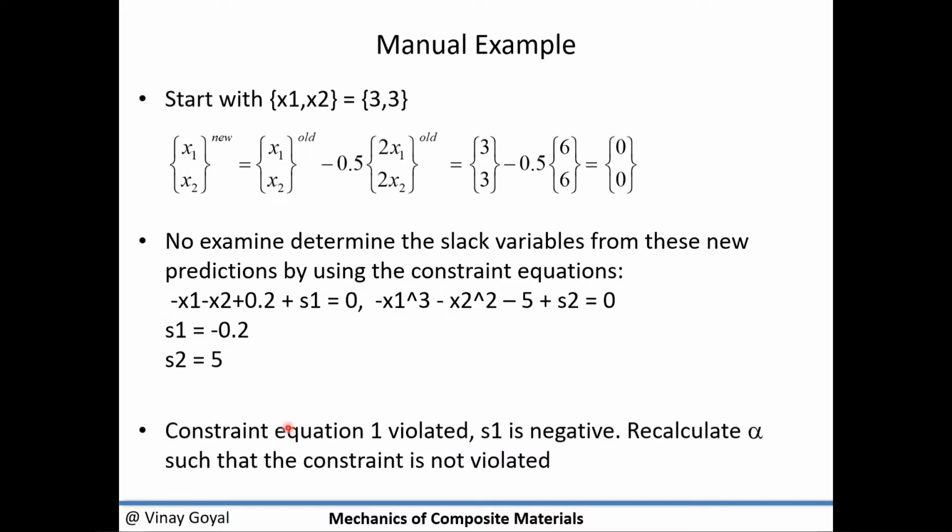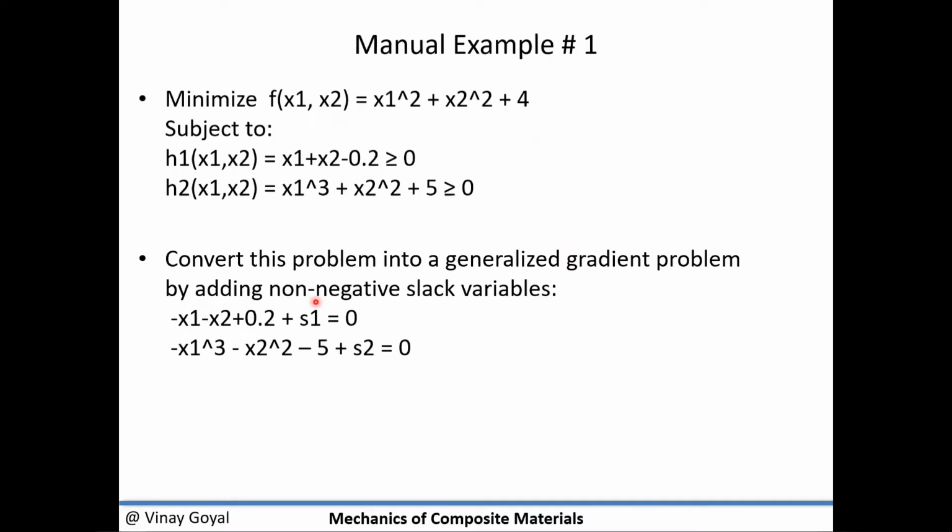So all I've done is taken this constraint equation, which used to be an inequality constraint, and by adding the slack variable, we turn it into that.